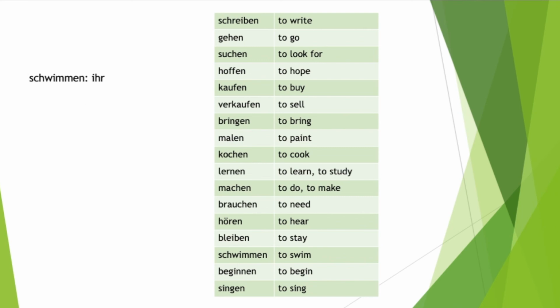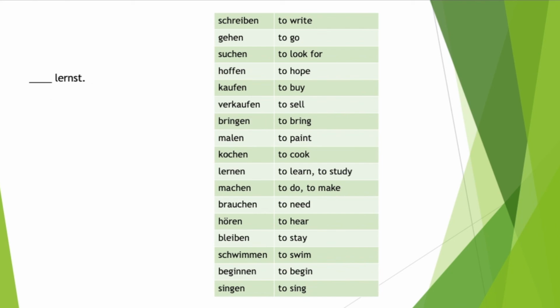Schwimmen, ihr. Ihr schwimmt. You swim, you're swimming. And that's plural you. Beginnen, ich. Ich beginne. I begin, or I'm beginning. Singen, sie, and I mean they by that. Sie singen. They sing, or they're singing.